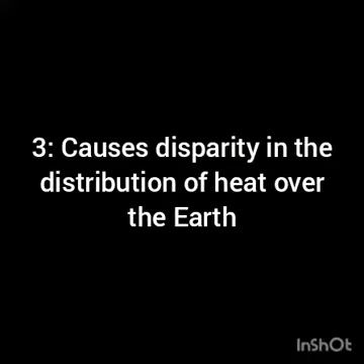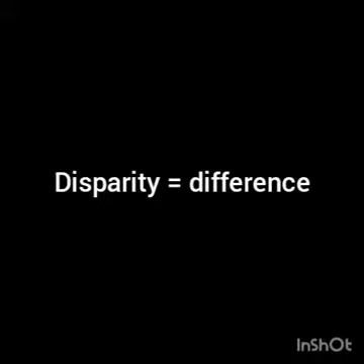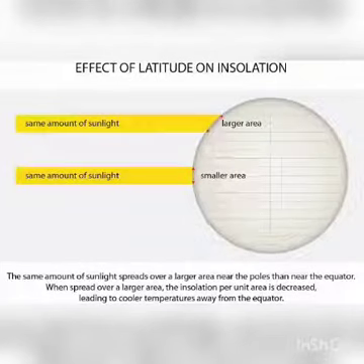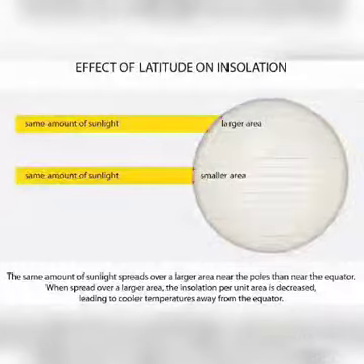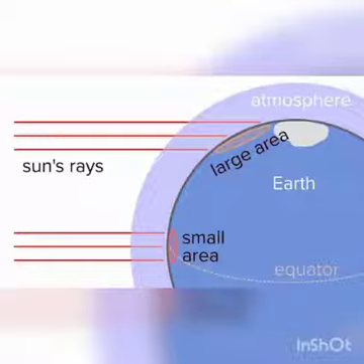Now, third point, it causes disparity in the distribution of heat over the Earth. Now, disparity means a difference. The distribution of sun rays differs from place to place due to the spherical shape of the Earth. The equator and the region around it receive the direct rays of the Sun. The surface area is limited and the sun rays are concentrated. Therefore, the heat is intense and it is hotter in the tropics.